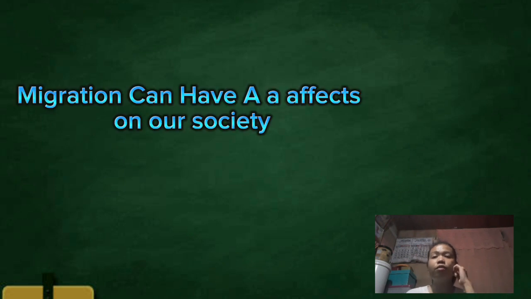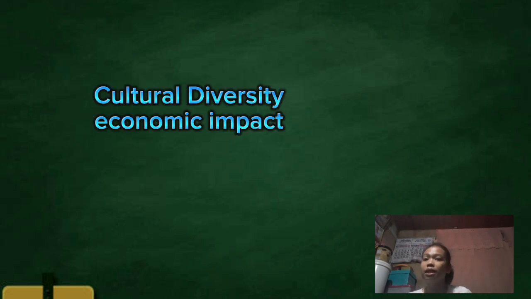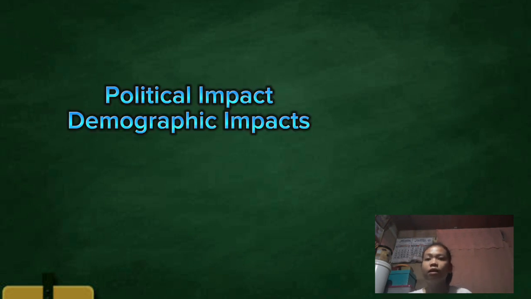Okay, so in conclusion for our topic, migration can have a range of effects in our society, including cultural diversity, economic impact, political impact, and demographic impact. These effects can be both positive and negative, and can vary depending on the specific context of the migration.